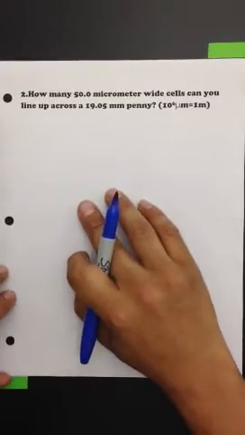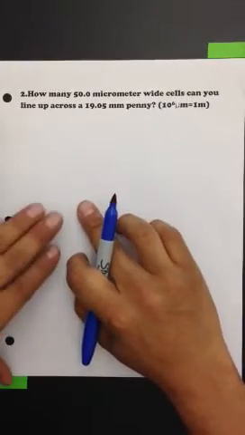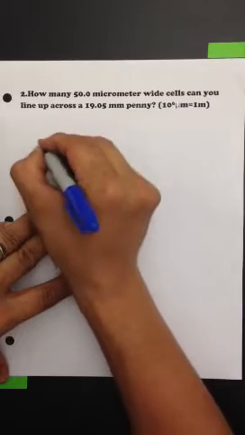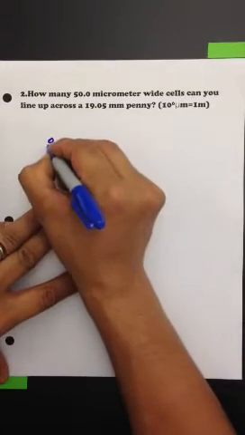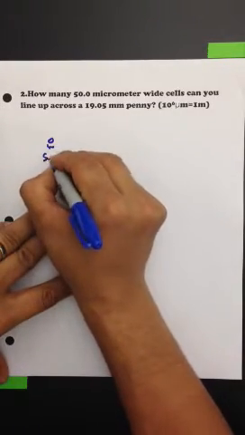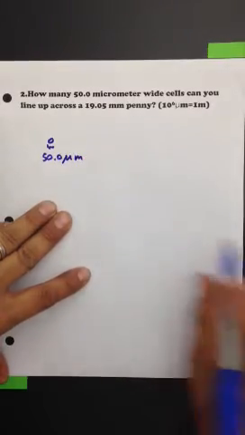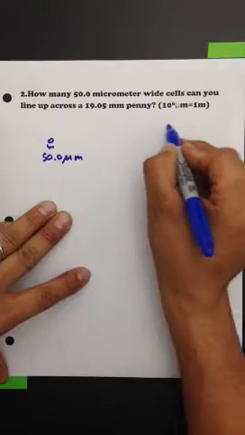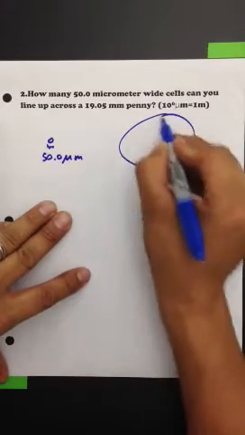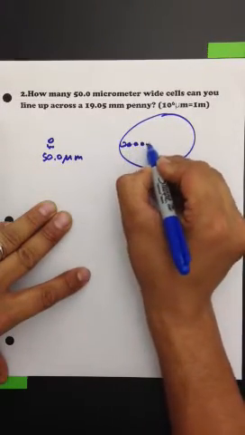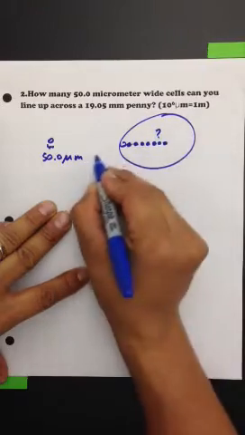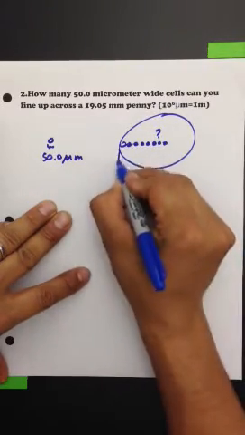Okay, so this question here is asking how many 50 micrometer wide cells, so they're these little cells, and their distance is 50.0 micrometers. How many of those can you line up across a penny? And we'll just draw it big because I'll line up a penny. So we're wondering how many of these can we line up across a penny.